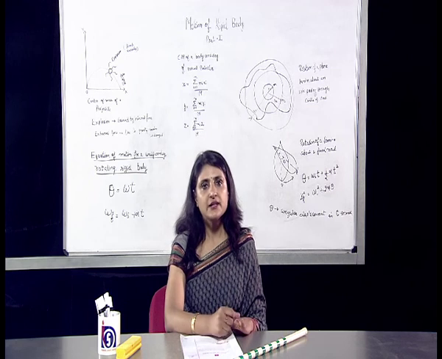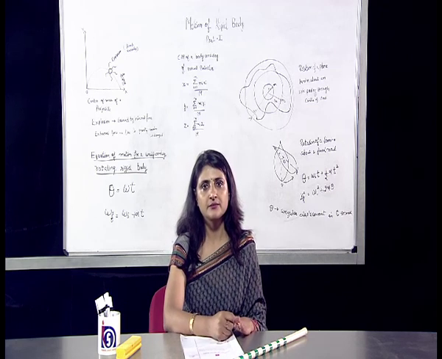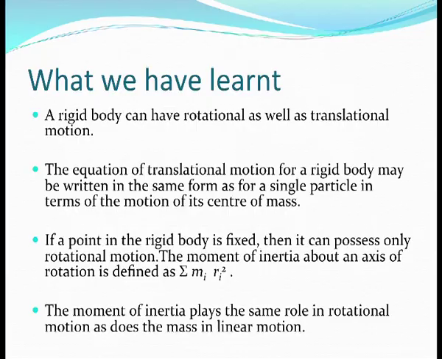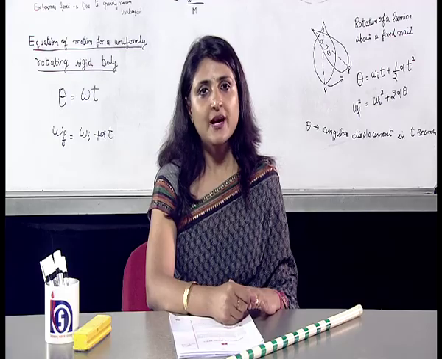Let us recall what we have learned in this chapter. A rigid body can have rotational as well as translational motion. The equation of translational motion for a rigid body may be written in the same form as for single particles, in terms of motion of its center of mass. If a point in the rigid body is fixed, then it can possess only rotational motion. The moment of inertia about an axis of rotation is defined as the summation of m i r i square, and last but not the least, the moment of inertia plays the same role in rotational motion as does the mass in linear motion. Thank you.